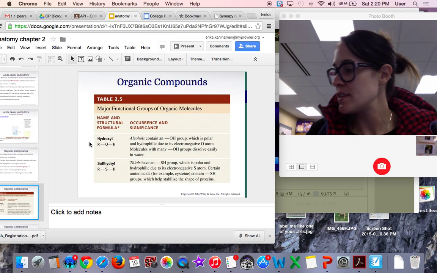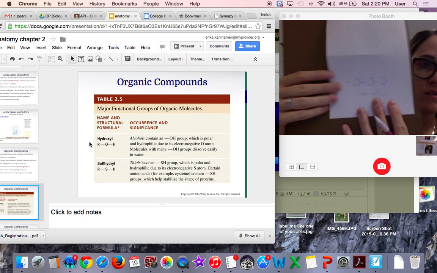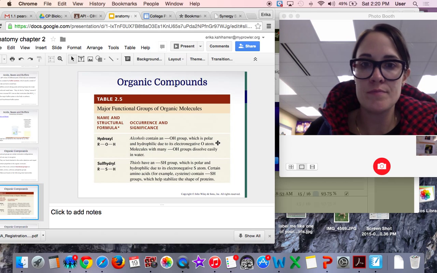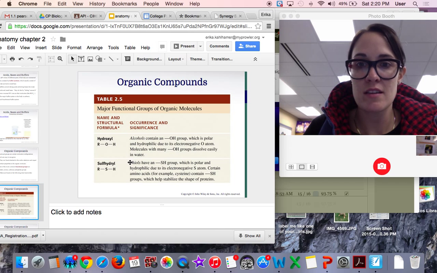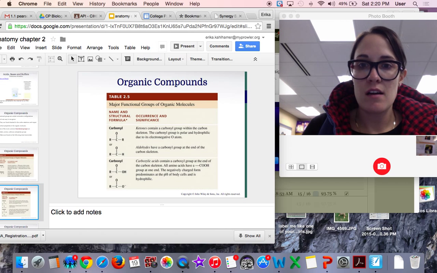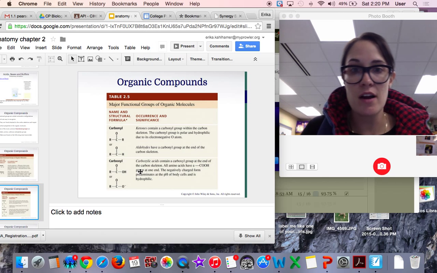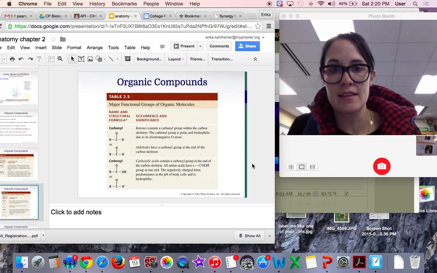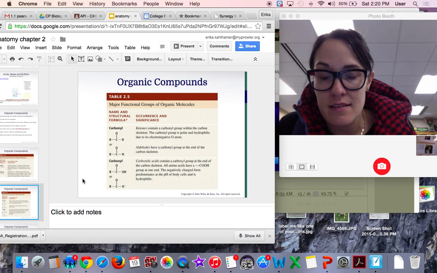Hydroxyl group, when you see an OH off the side here, is called a hydroxyl group. It represents an alcohol. It's polar and hydrophilic. And that means it helps it dissolve easily in water. Carboxyl groups: we see a carbon double bonded to an oxygen and also bonded to a hydroxide, called a carboxyl, or seen like this. That's the way it's drawn out, but it's also written like this. We're going to see this on amino acids.